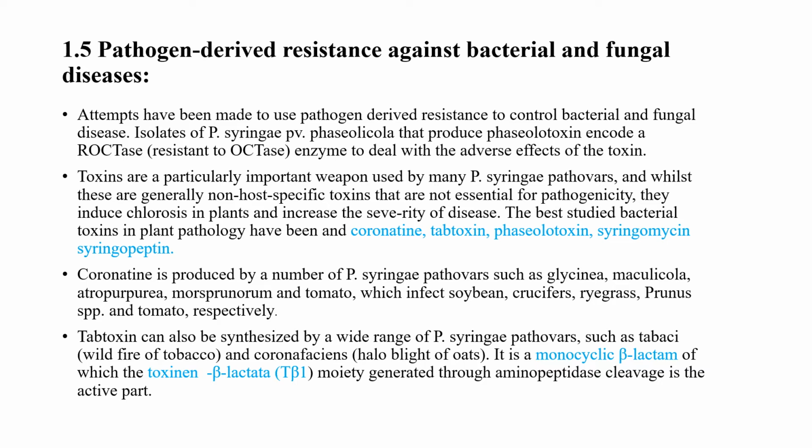And the last subtopic under pathogen-derived resistance is pathogen-derived resistance against bacterial and fungal diseases. Attempts have been made to use pathogen-derived resistance to control bacterial and fungal diseases. Isolates of Pseudomonas syringae and Phaseolicola that produce phaseolotoxin encode a resistant ornithine carbamoyltransferase (OTC) and enzymes to deal with the adverse effects of the toxin.